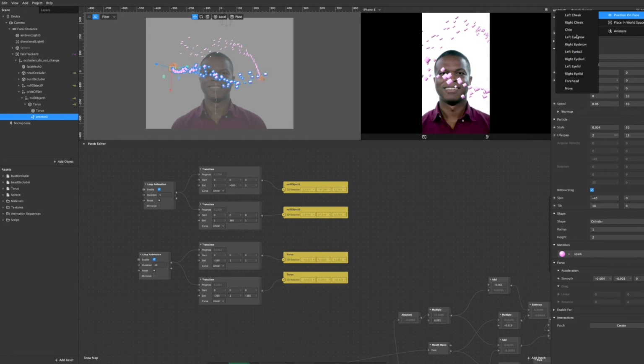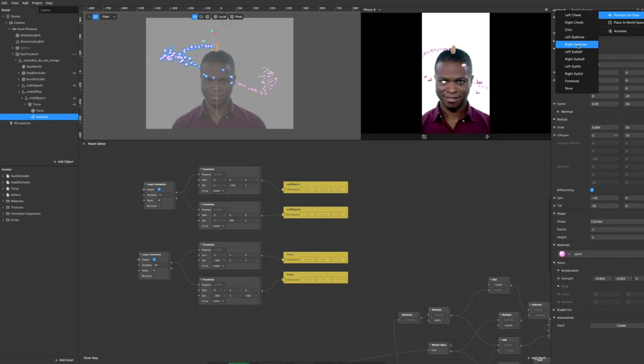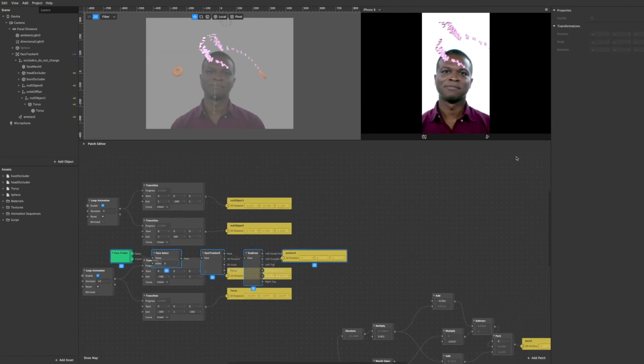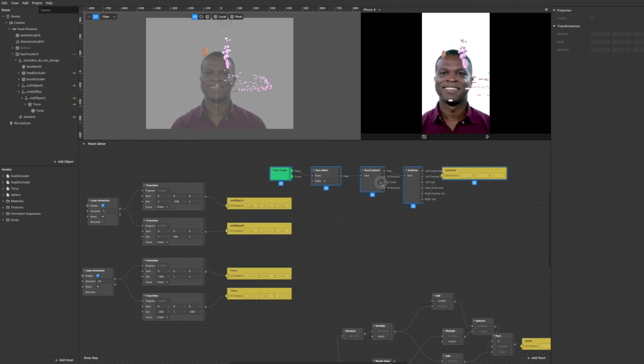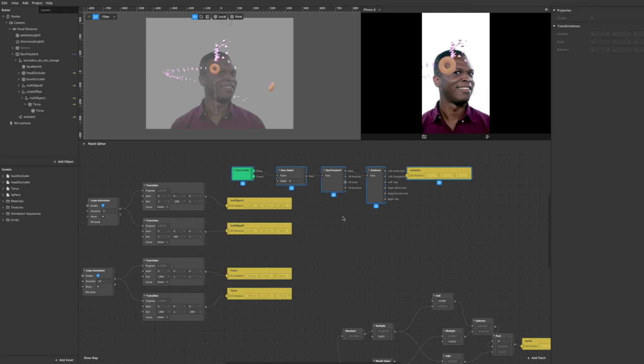Now, let's try. Where should we position it? Let's go for an eyebrow. Right. Freaks out, and there you go. It's moved it and it's done all the hard work for me, but also what it's done is it's done the patch editor for me as well.